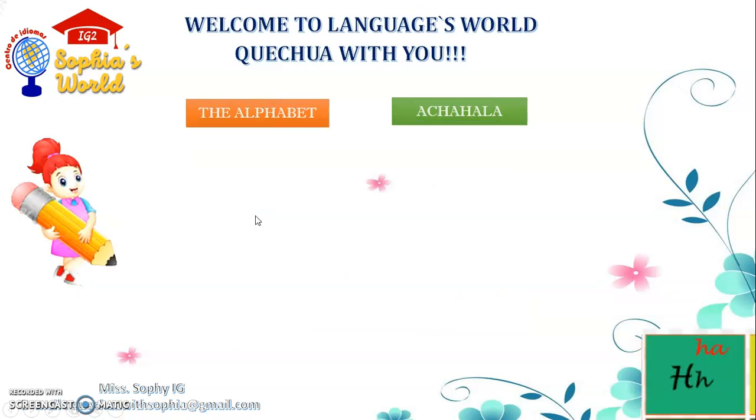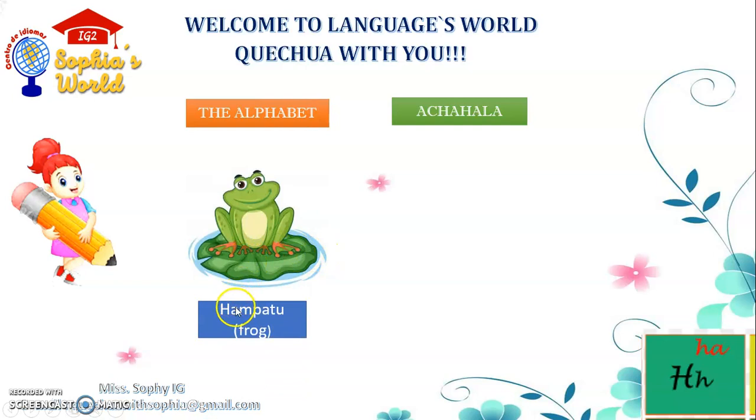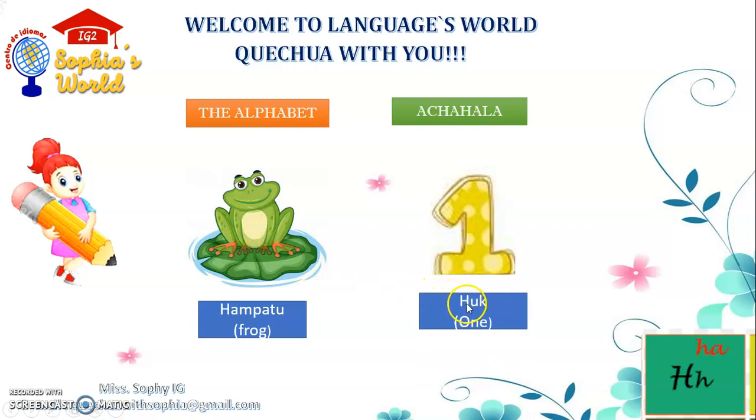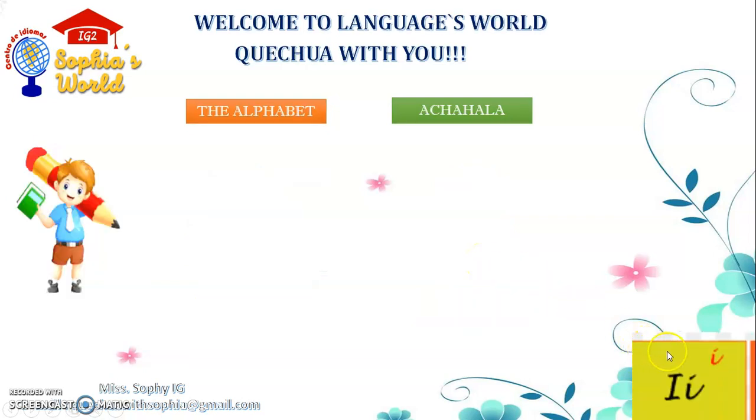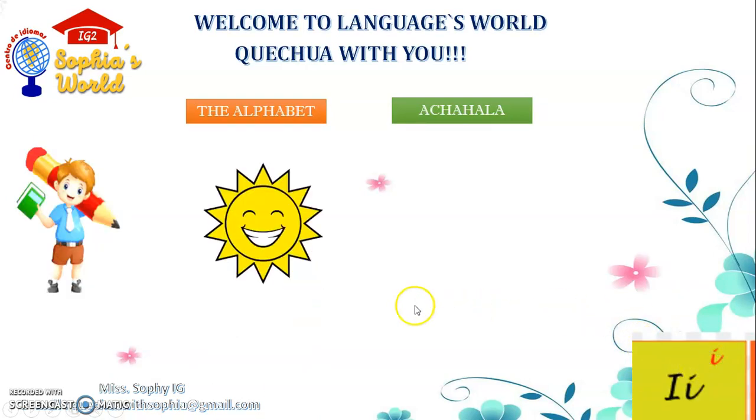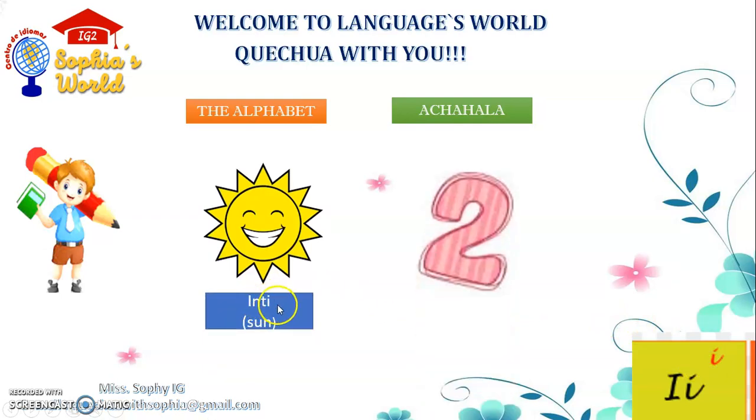Okay, the next letter is ha. We have here hampatu. This is hampatu. We have hook, the number one. The next letter is E. We have here inti, and we have iskai with the letter E.